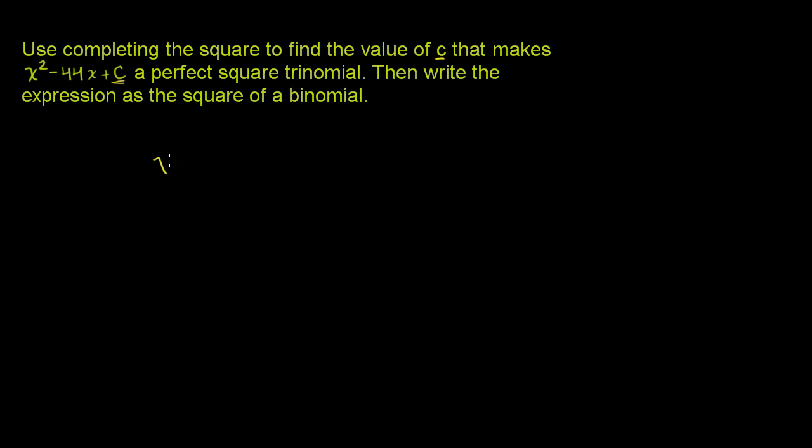So we have x squared minus 44x plus c. How do we make this into a perfect square? Well, if you look at the traditional pattern for a perfect square, let's think of it in terms of x plus a squared. That's the same thing as x plus a times x plus a. And we've seen this before.